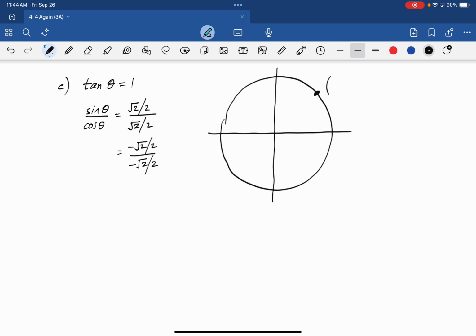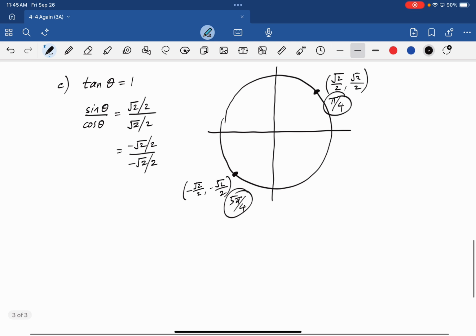Right? Because this is root 2 over 2, comma root 2 over 2, and also this point is negative root 2 over 2 and negative root 2 over 2. So that's pi over 4 and 5 pi over 4. Okay? So that's kind of one way of doing it.